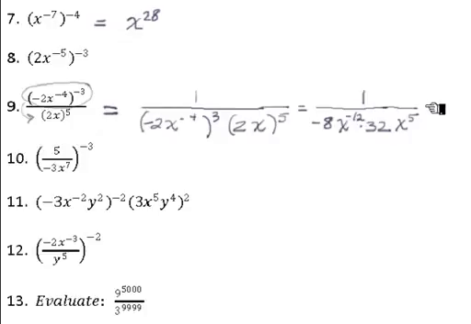Okay, so just in the last step, I'll continue it over here. We're going to multiply -8 times 32, that's -256.